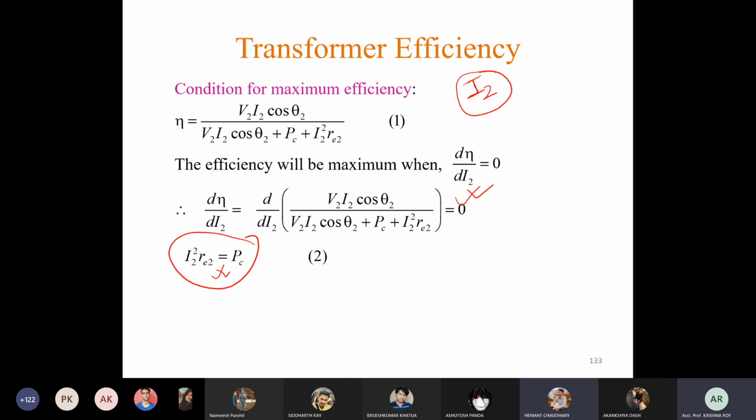So this is the condition for maximum efficiency. What is the value of this I2? You can calculate it using this expression: I2 equals root under PC by Re2.